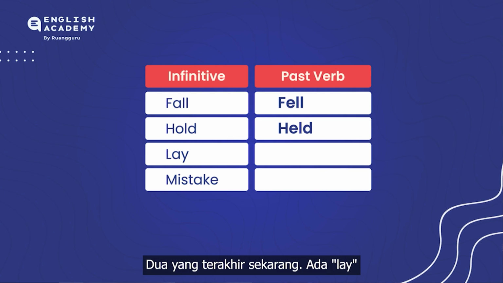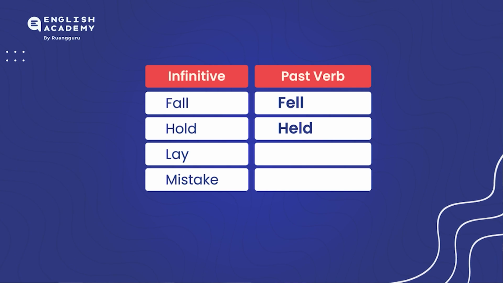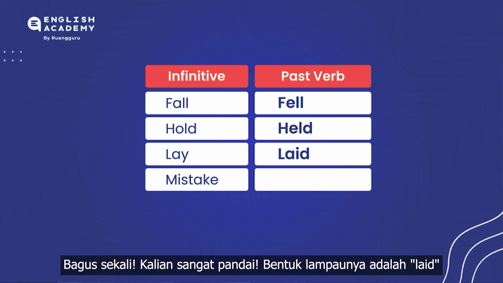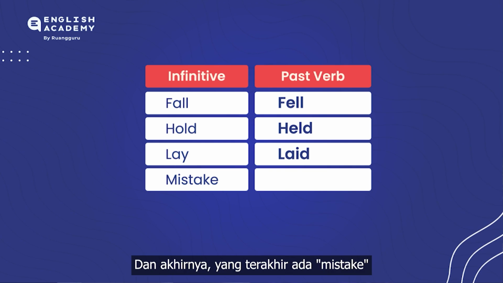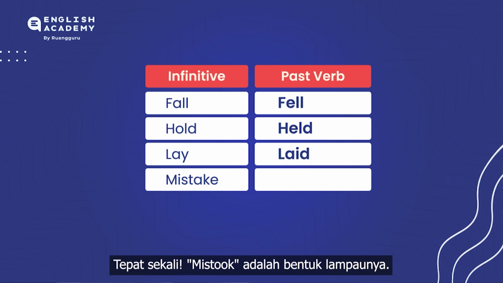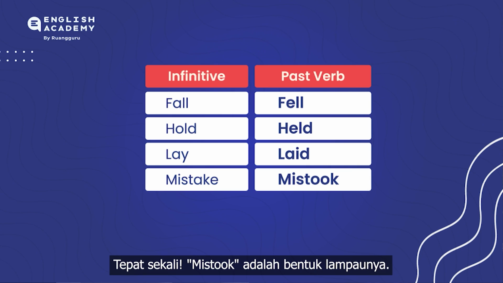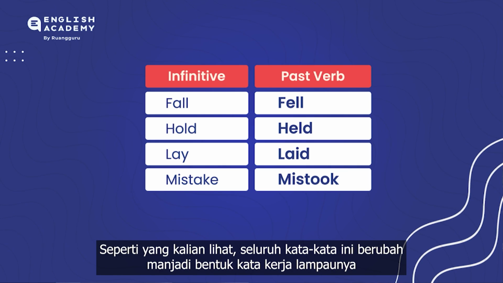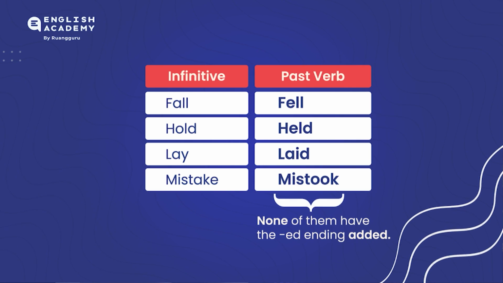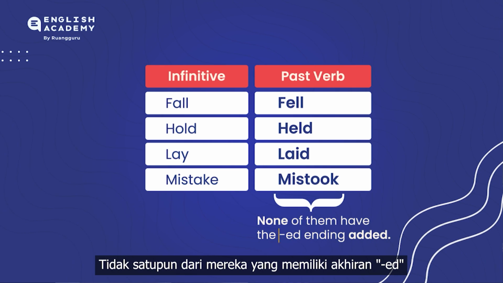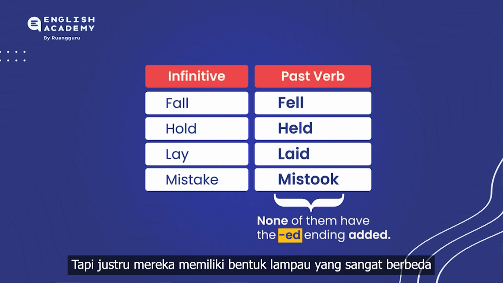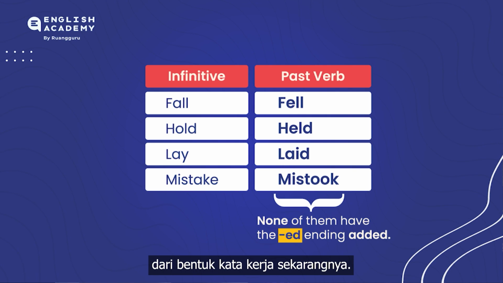Last two now. Next one is lay. Very, very good. You guys are really good at this. The past form is laid. And finally, mistake. Excellent. Mistook is the past form. As you can see, all of these words, when changed into past verbs, none of them have the ed ending added. Instead, they have completely different forms from their present verbs.